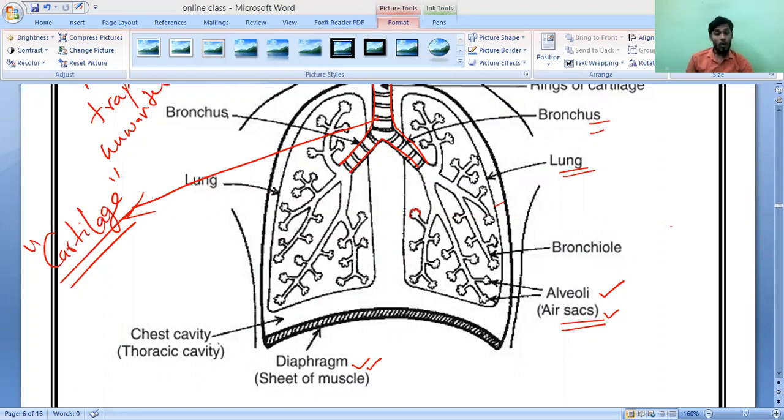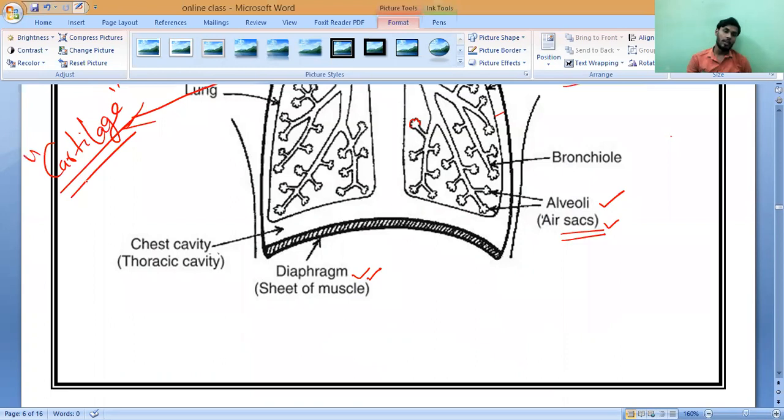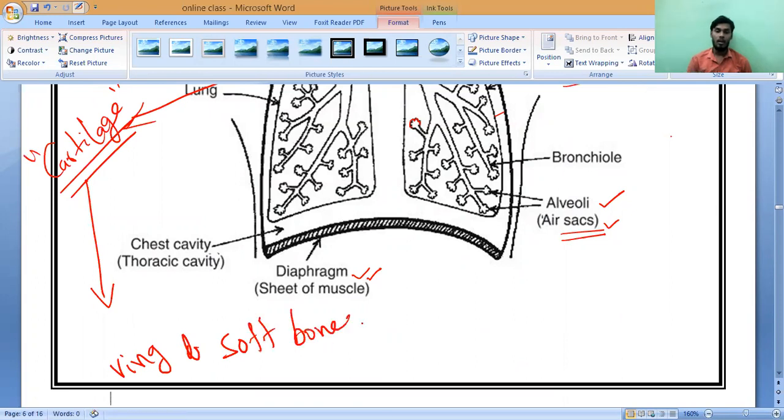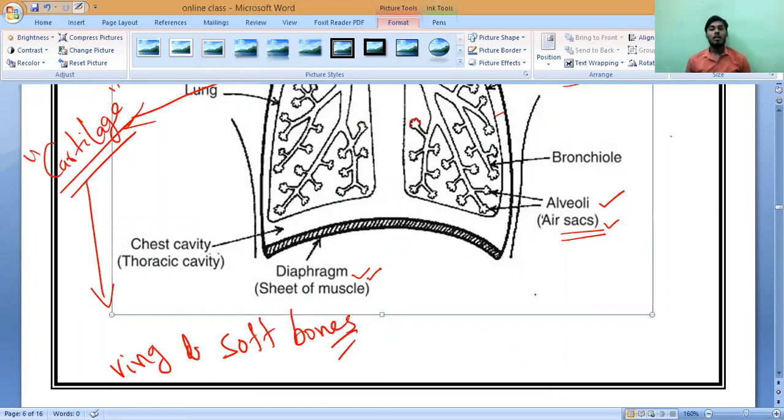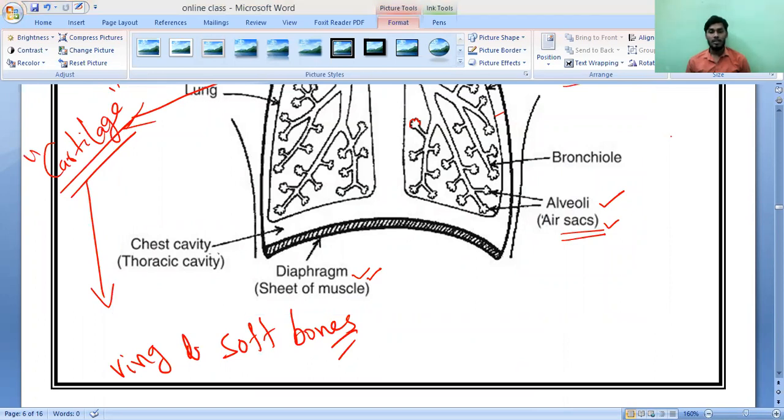So to avoid the collapse, even when there is no air in it, it is supported by rings of soft bones. What should we call them? Rings of soft bone. That is what you should remember. So it has been enclosed by rings of soft bones, which we call cartilage. You should remember. Do you understand, Dina? So it has been covered by soft bones called cartilage.